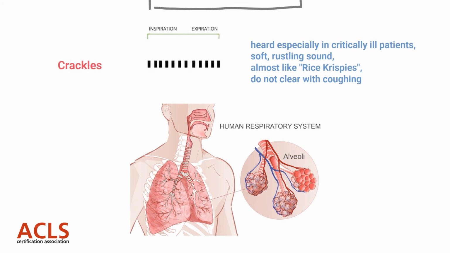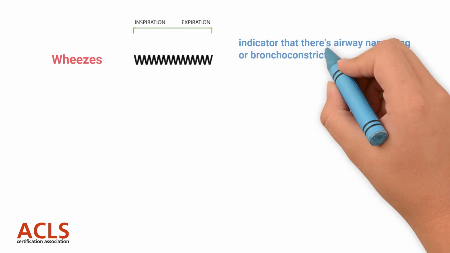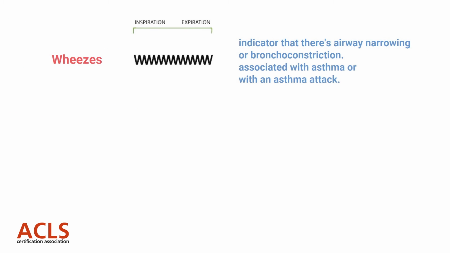Crackles are an indicator that there's something going on all the way down into the alveoli, in the lower airways. They are not something that you can clear with coughing. So they could indicate atelectasis. You might hear crackles in someone with pneumonia because pneumonia is an infection of the lower airways. Wheezes are an indicator that there's airway narrowing or bronchoconstriction. Most often we associate wheezing with an asthma attack.